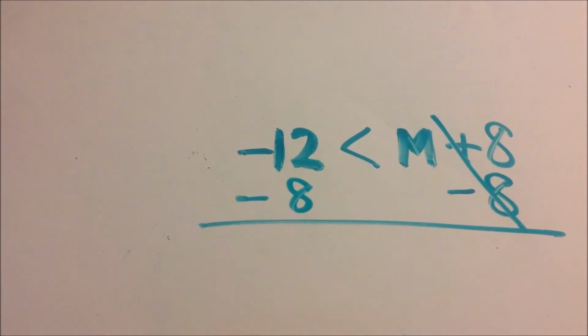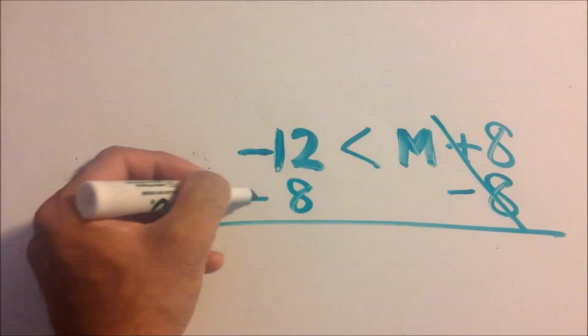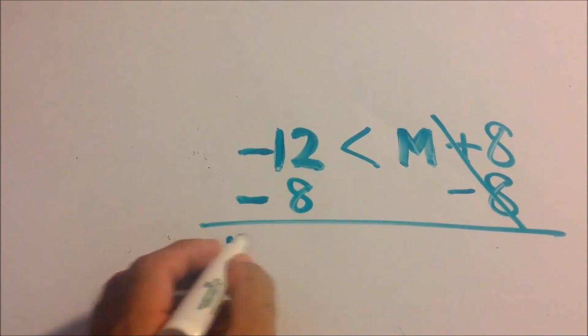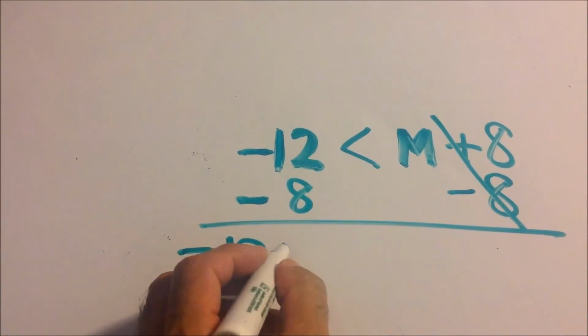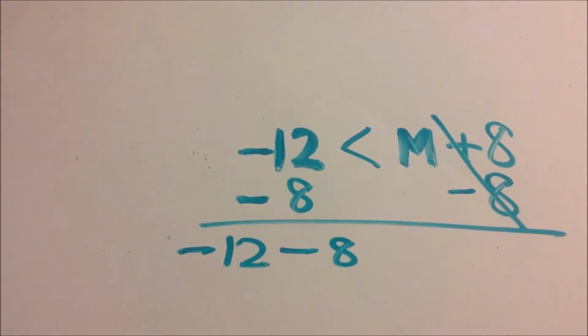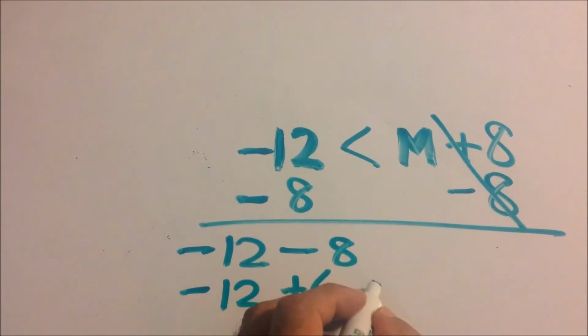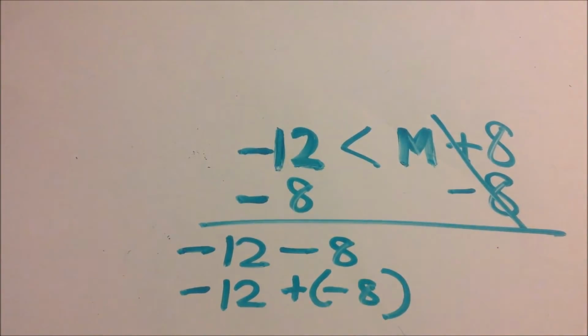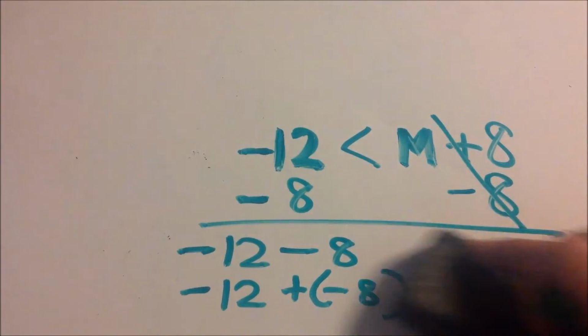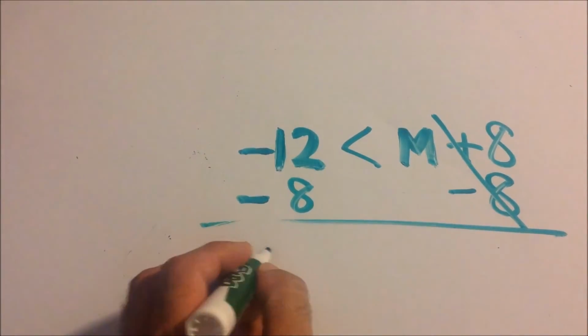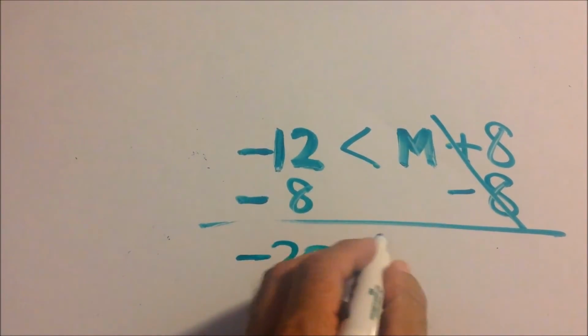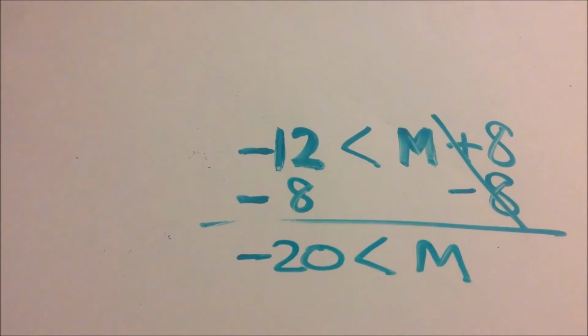Now remember, this is a trick here. It's minus 12 minus 8. So it's negative 12, which is like minus 12, minus 8. So think of keep, change, change. It's minus 12 plus negative 8. And you'll get a negative 20, because 12 plus 8 is 20. So that'll be negative 20. So now we have negative 20 is less than m. Now we can graph it.